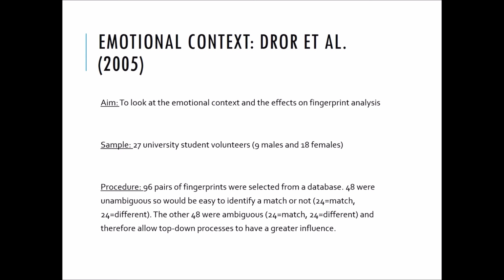96 pairs of fingerprints were selected from a database. Some of these were ambiguous, so in other words, they were unclear in some way, and others were unambiguous. And therefore, some of them were able to use what you call a bottom-up process, and others had to use a top-down process. We're going to look at these in a bit more detail later on, but on ambiguous images, so images which were unclear, top-down processes have a greater influence, and we'll learn about what those are a little bit later on.